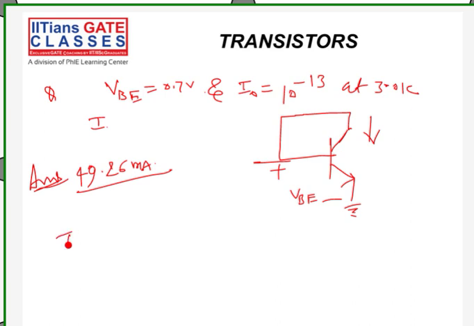Let me write I is equal to IEO e to the power VBE divided by VT. That is the answer here. VBE is given, VT we know, and IEO also they have given.